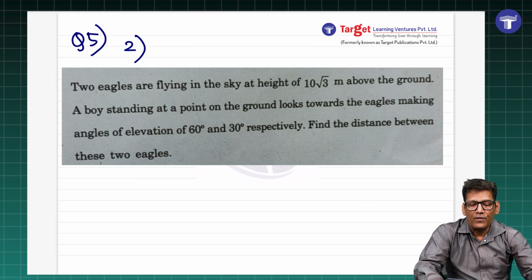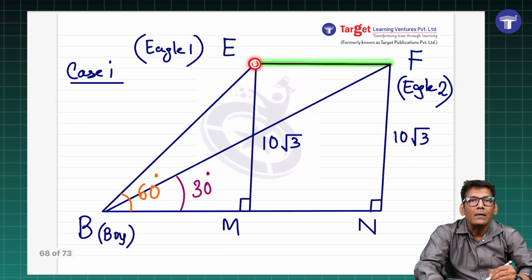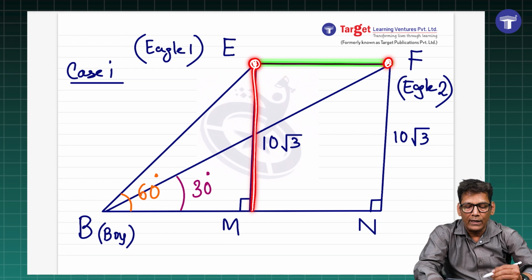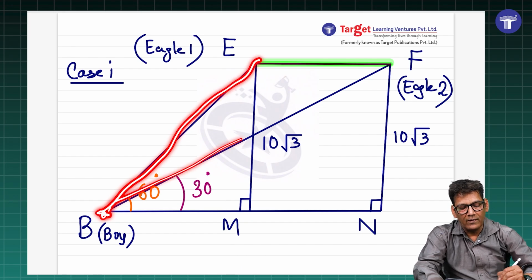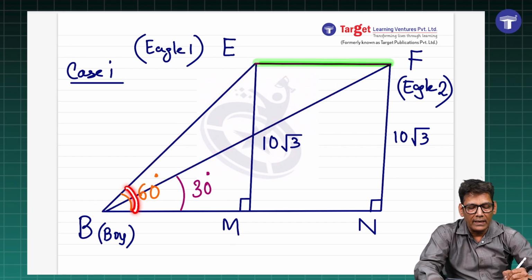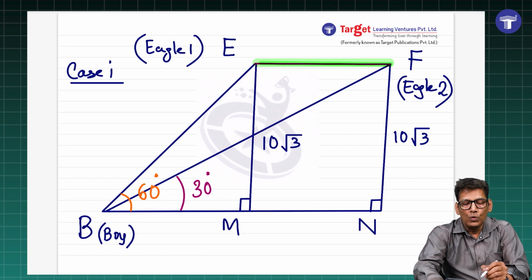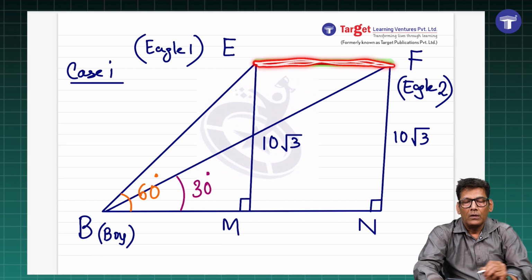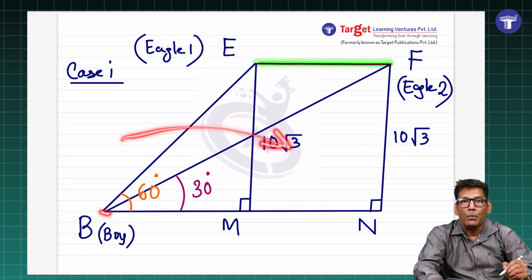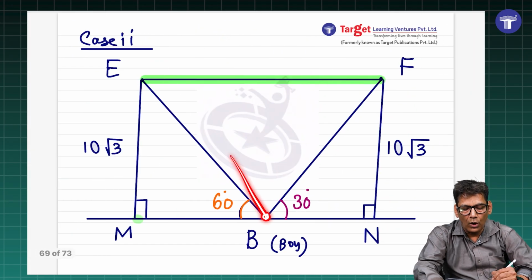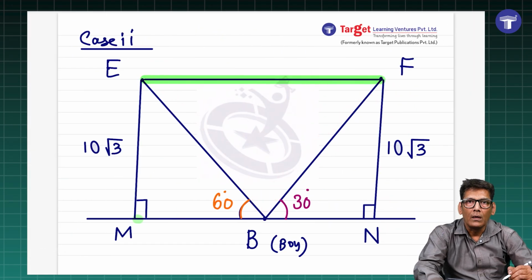You have two eagles flying in the sky at a height of 10 root 3 meters. So this is eagle 1, eagle 2, they are flying at a height of 10 root 3 meters. There's a boy who is seeing the first eagle and the second eagle. He makes an angle of 60 degrees and 30 degrees. Clear? You want the distance between the two eagles. Now here you have two cases. The eagles are on the same side of the boy or the eagles are on the opposite sides of the boy. Okay? The measurement remains the same.